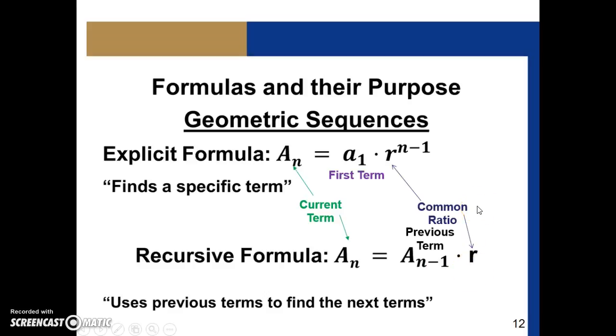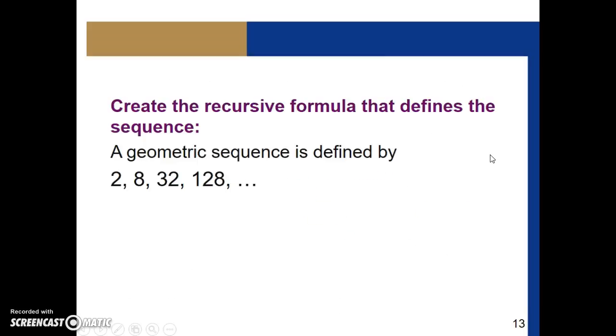So this uses previous terms to find the next term. If I wanted the fifth term, then that's going to be a sub 5 equals a sub 4 times the common ratio. If I want the 13th term, a sub 13 equals a sub 12, the previous term, times the common ratio. So if we don't know what a sub 1 is, but we do have a few terms in the sequence, we could use the recursive formula to generate the sequence.